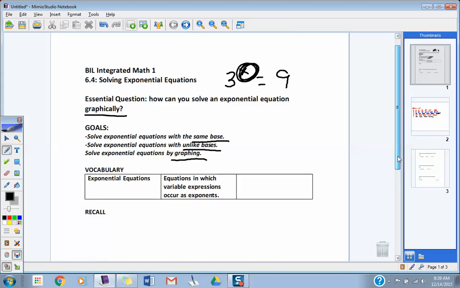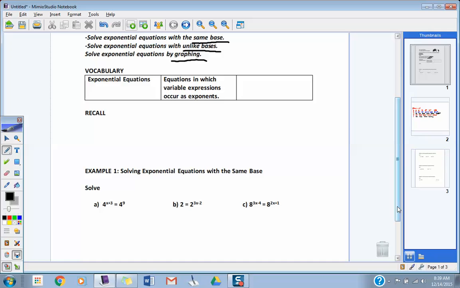Guys, really the only vocab we need to know today is exponential equations. And these are going to be equations in which variable expressions occur as exponents. So you may have something like this. You might have 3 to the x plus 2 power equals 9 to the x minus 6 power. Something like that. We're going to have equations that involve exponents up there, and our job is to solve for that unknown up there, that variable x, to give us a true statement. And I'm going to show you how to do that.